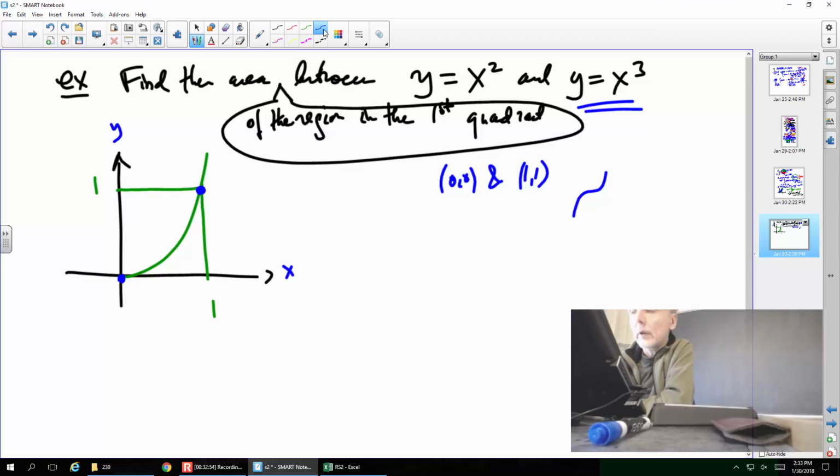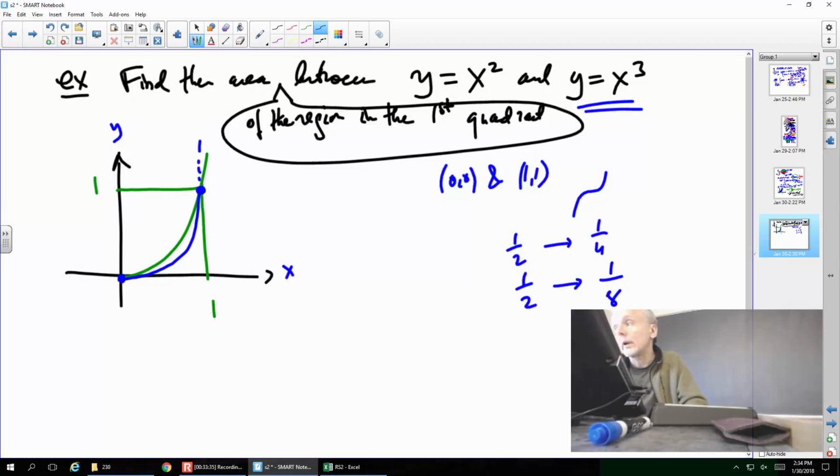X to the third would be lower, because of the power. Because numbers less than 1 will be growing slower, and then once it crosses, it starts to grow faster than x squared. So generally the idea we know about x cubed is that it grows faster than x squared, but only after they part ways at the point 1, 1, right? Up until then, the numbers are lower. 1/2 squared is 1/4, but 1/2 cubed is 1/8, right? So it's lower.